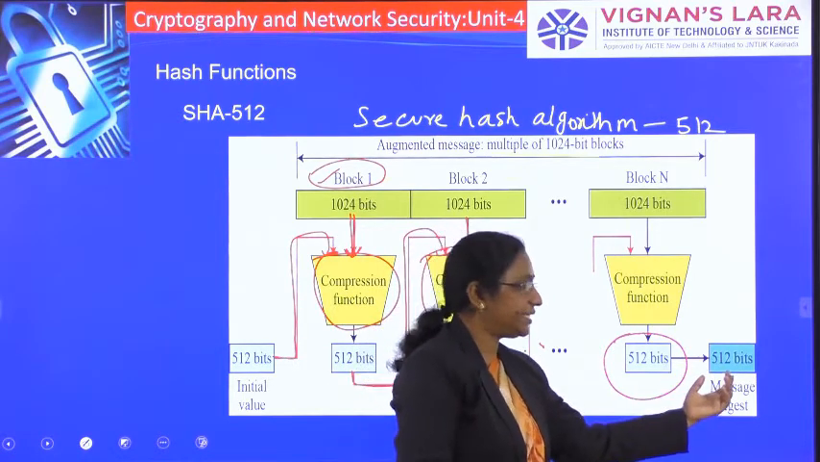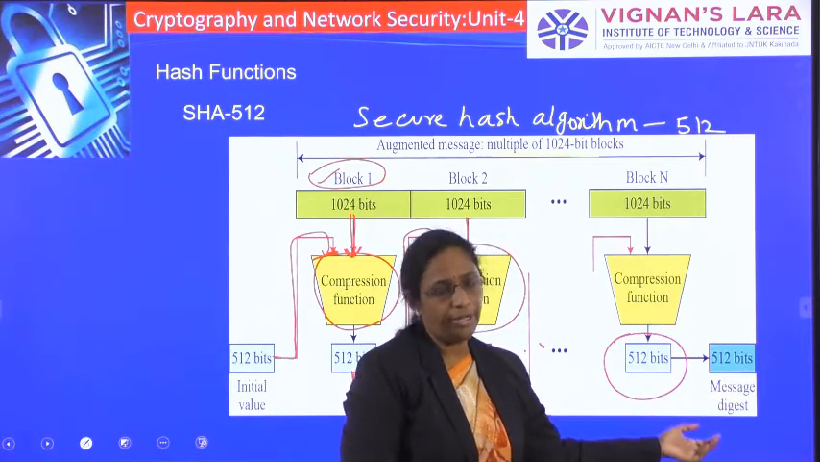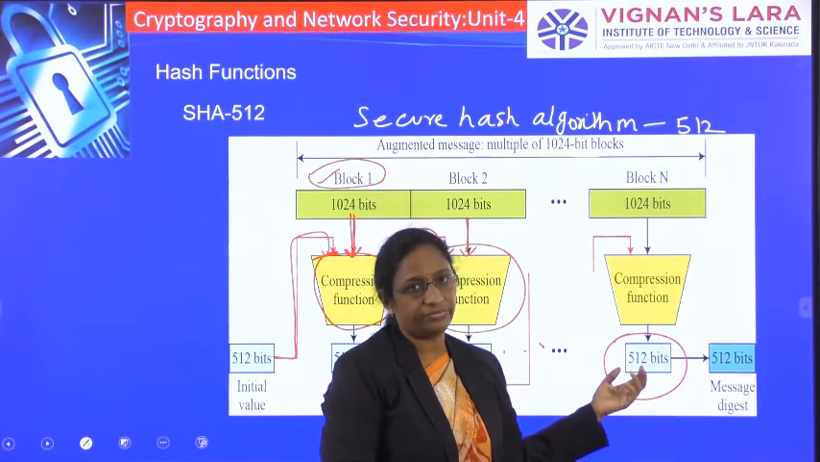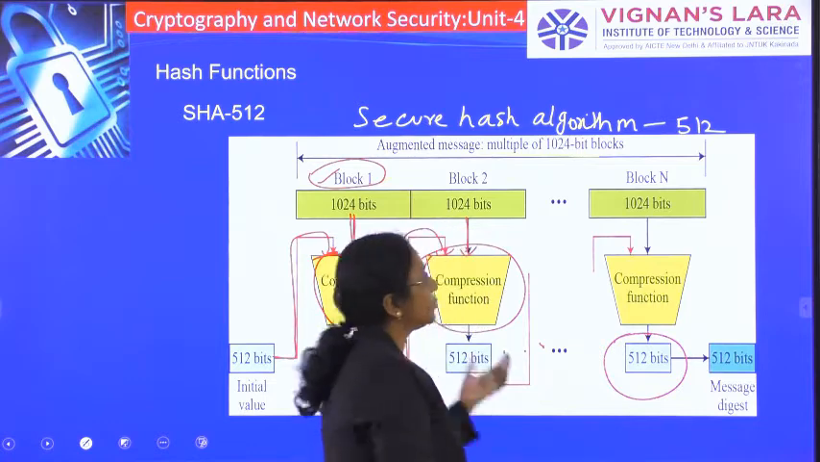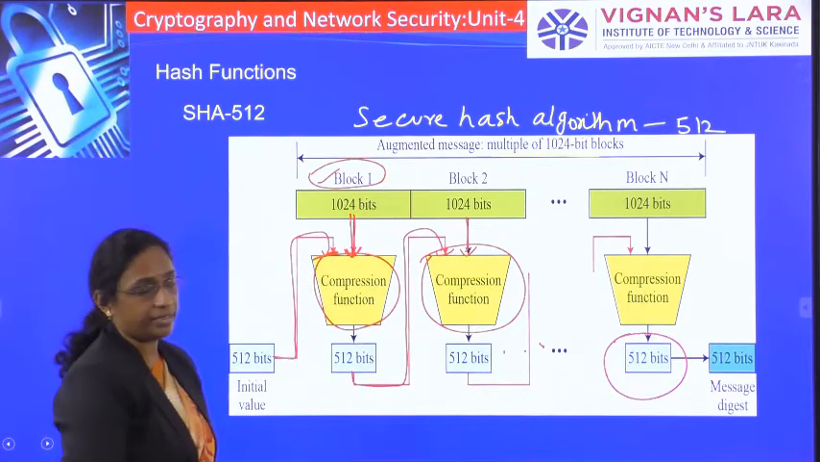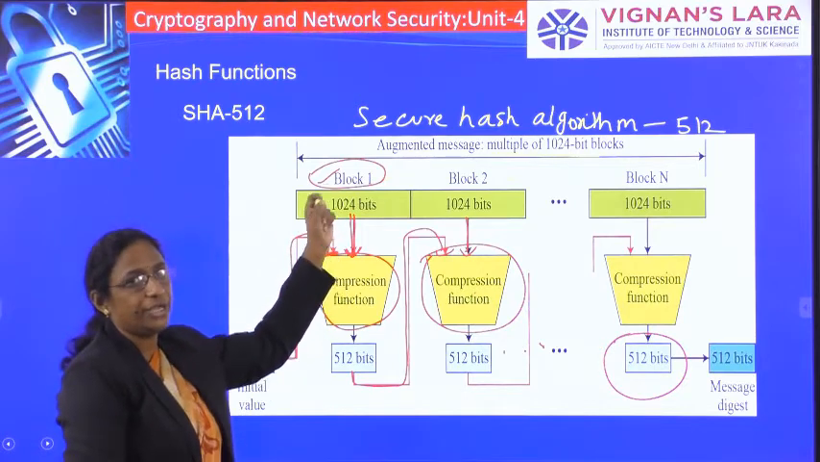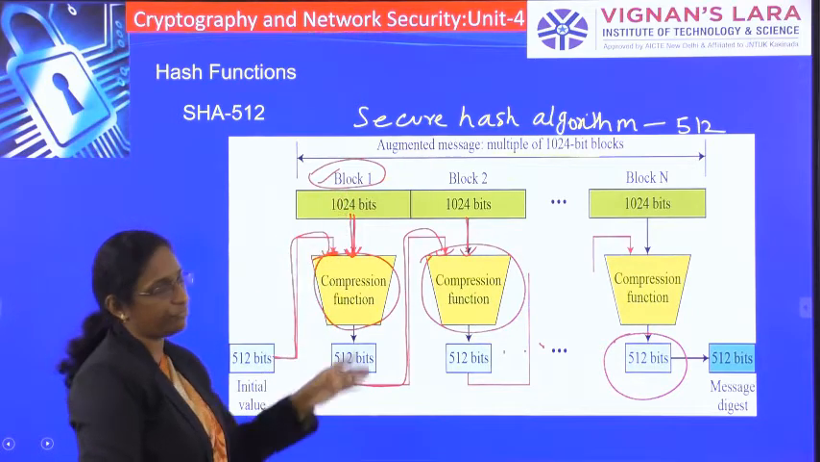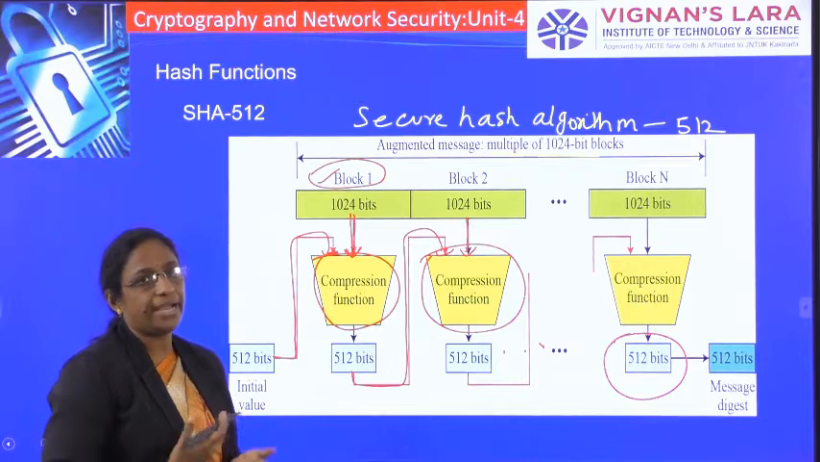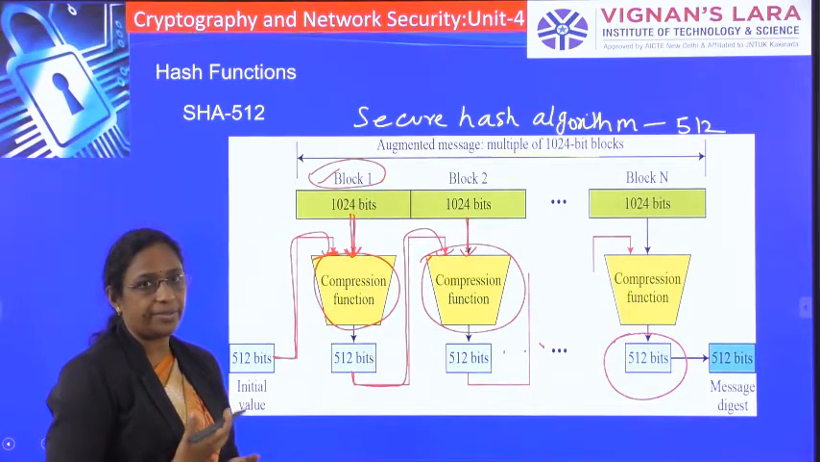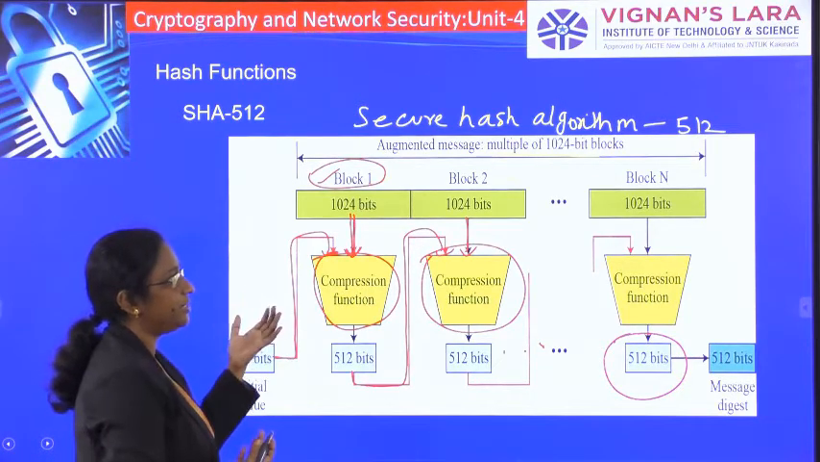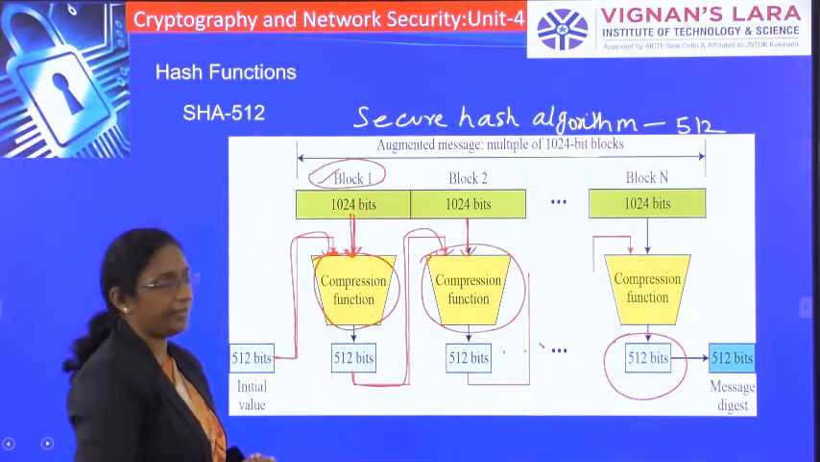By using this modification detection code, you can prove the integrity of the message. So that is about the secure hash algorithm. In the secure hash algorithm, first you have to make the message a multiple of 1024-bit blocks by doing padding. By padding the bits, you can make the message a multiple of 1024-bit blocks.